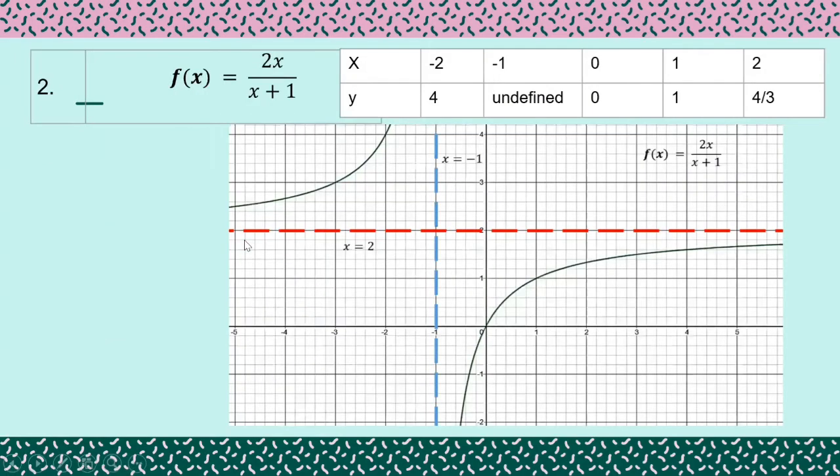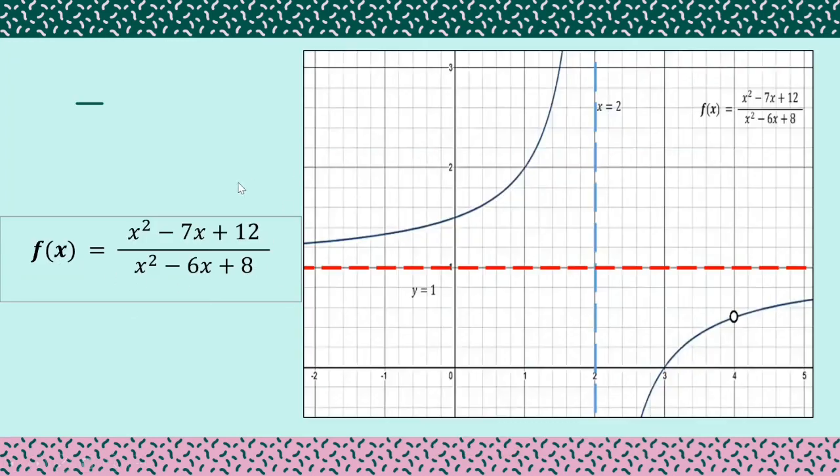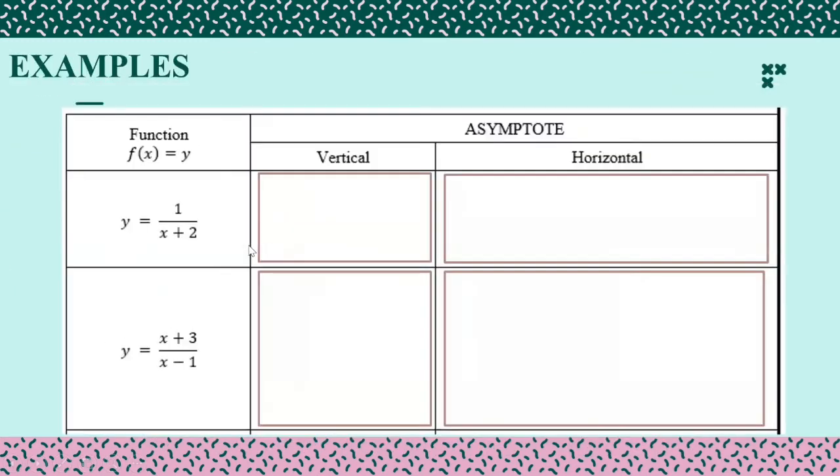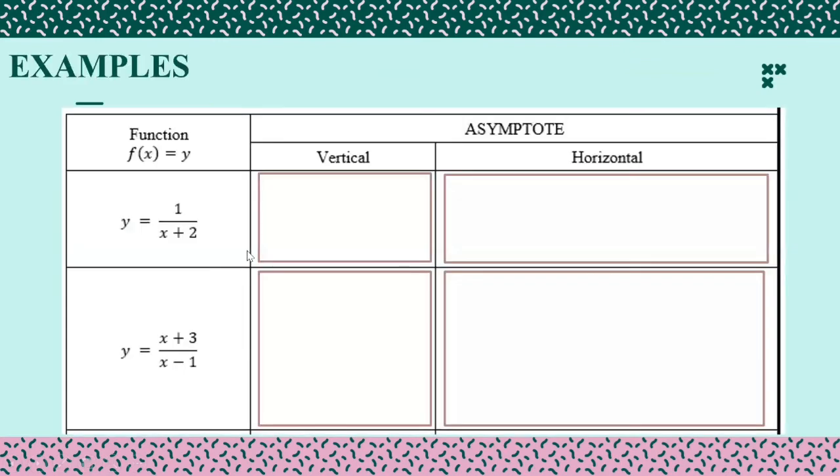Now, let's have our examples. I have here 5 different examples to solve to get the asymptotes. So let's have the first example: y is equal to 1 over x plus 2. First, let's identify the vertical asymptotes. When we say vertical, this is our x. So y is equal to 1 over x plus 2.